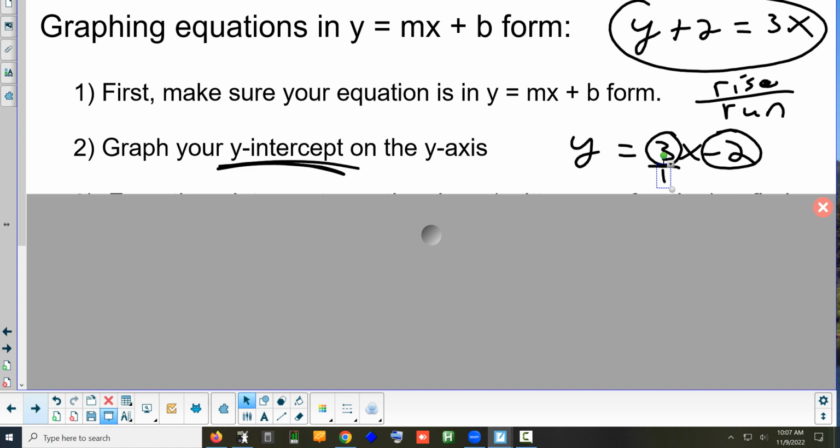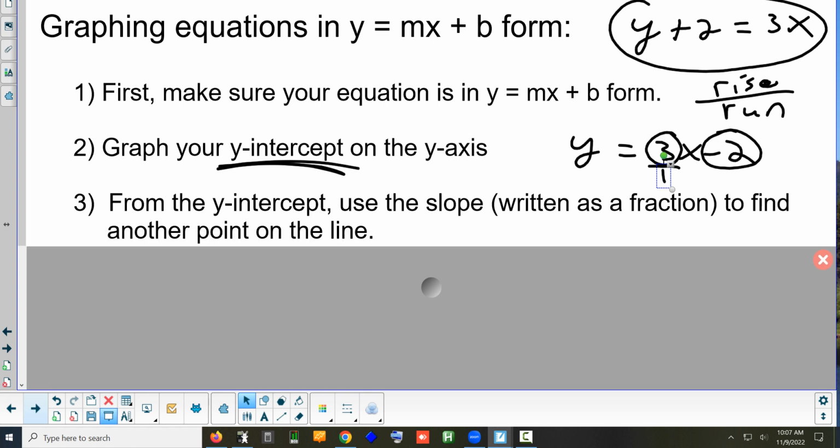So once we graph our y-intercept, from that spot that you just graphed the y-intercept, use the slope to get another point. Remember, the slope is like directions. It's going to tell you from the y-intercept how far up to go and how far over to go to get another point.